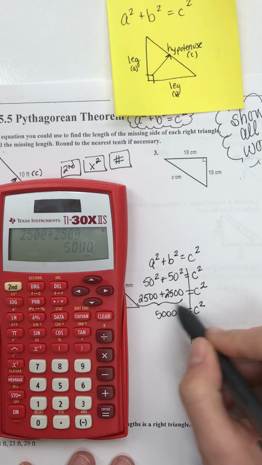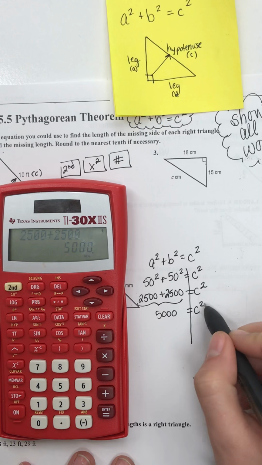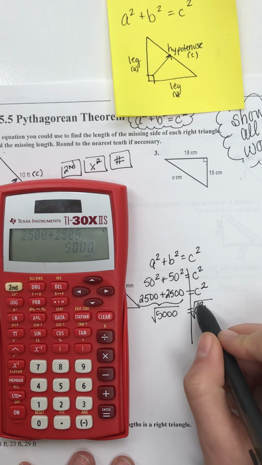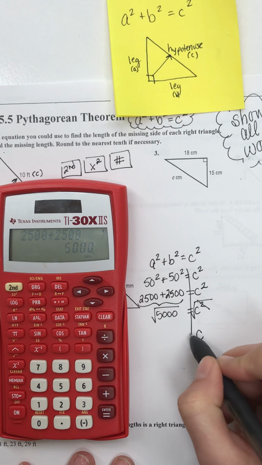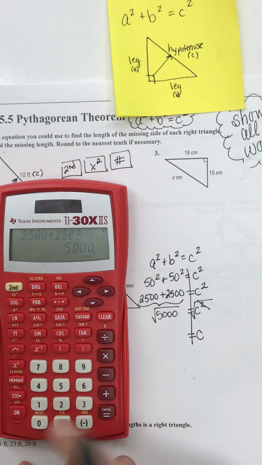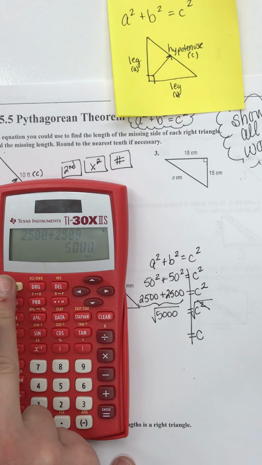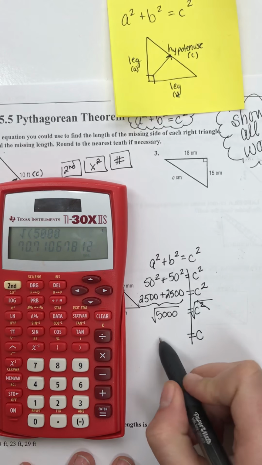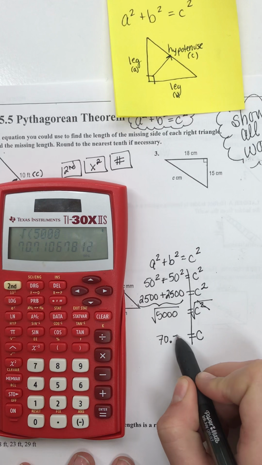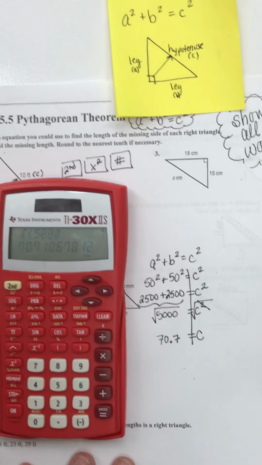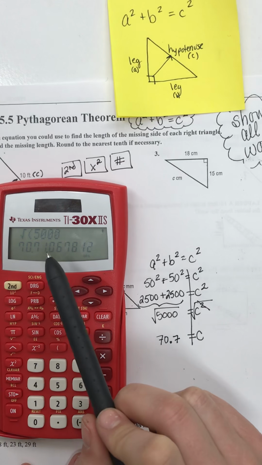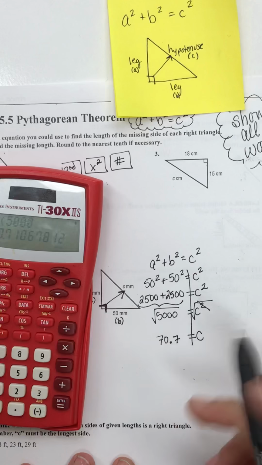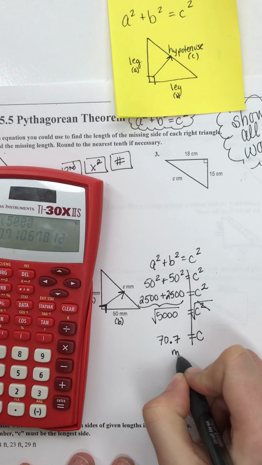Now that I have this small equation here, in order to undo squaring something, I square root it. The squared and the square root cancel out, and I get that c is equal to, put that in your calculator, second, x squared, 5,000, and I get 70.7. It tells me to round to the nearest tenth, so notice how the 1 does not bump the 7 up, so it stays 70.7, and your label is millimeters.